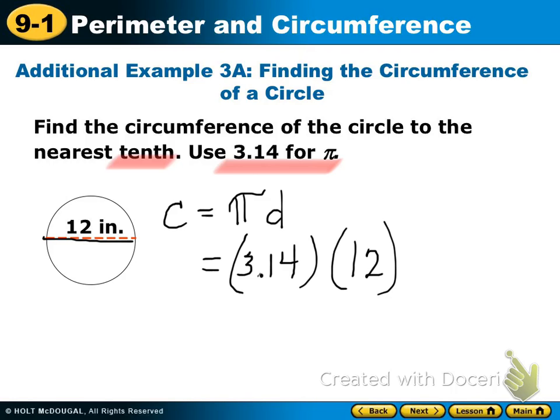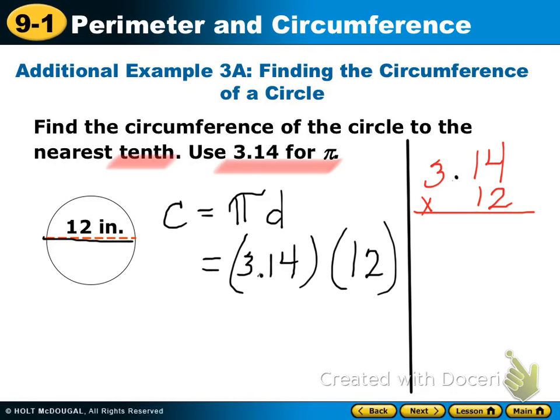So now we just have to do some multiplication. We'll set that up over here, in a different color. And we want to put the number with the least amount of digits at the bottom. So we have our 3.14 times 12. Let's just make sure we separate so that we don't get confused.